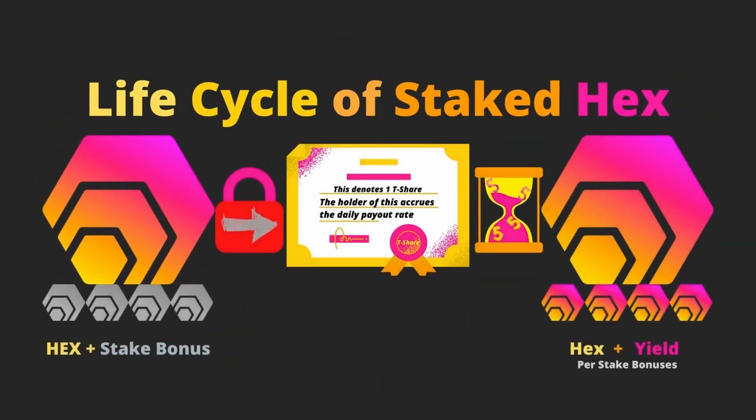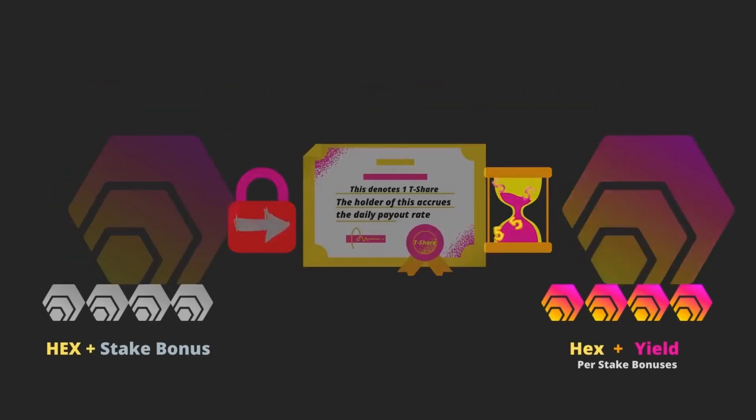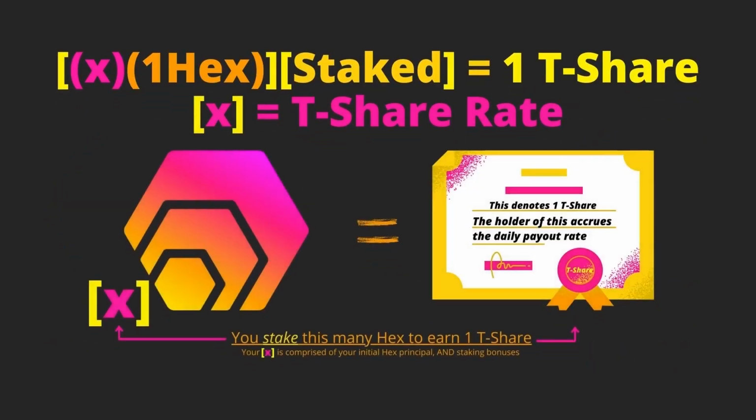Let's begin by discussing the life cycle of staking Hex. To earn trustless yield in the form of additional Hex tokens, a staker chooses how many tokens they wish to lock up and for how many days they wish to commit to staking. This balance of how much and how long calculates a staking bonus, with a more significant reward given to stakes of longer duration, and a smaller reward based on the volume of Hex tokens being staked. The value of these staking bonuses is then added to the initial principal allotment of Hex to determine how many T-Shares the staker will receive.